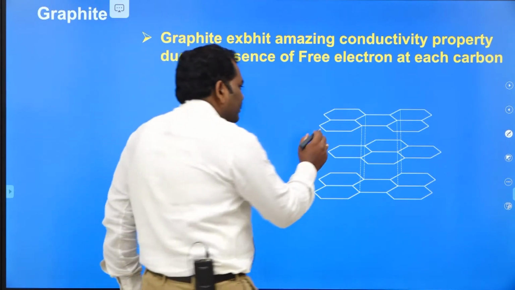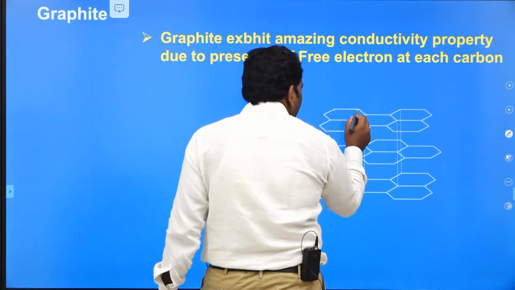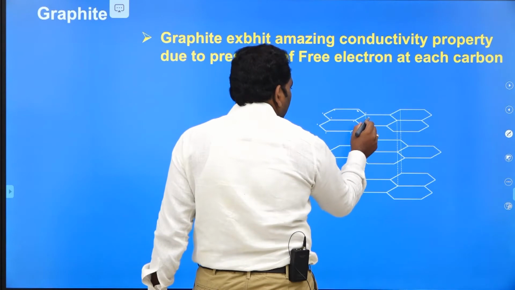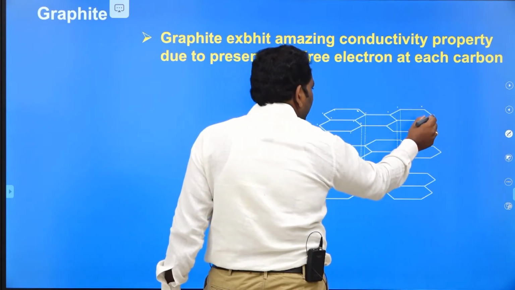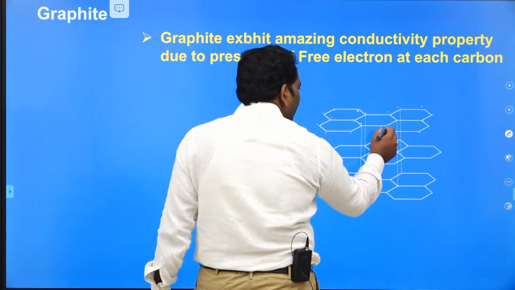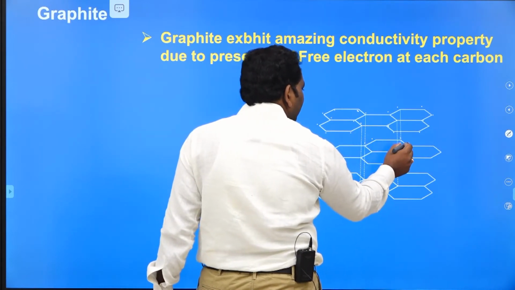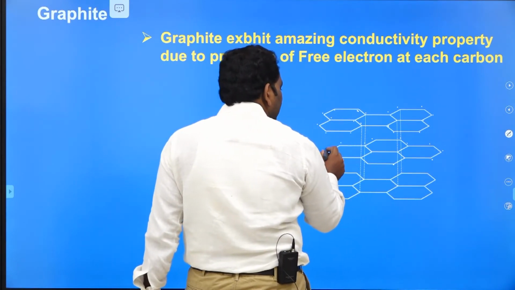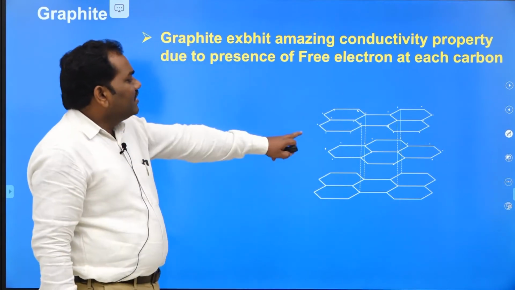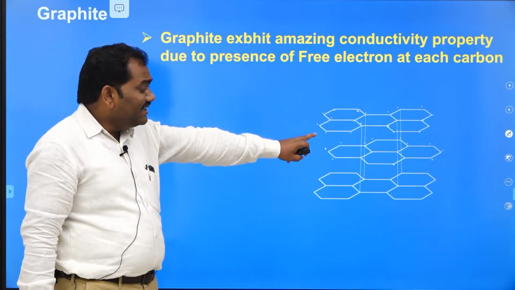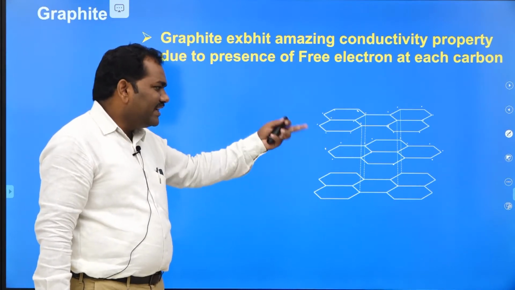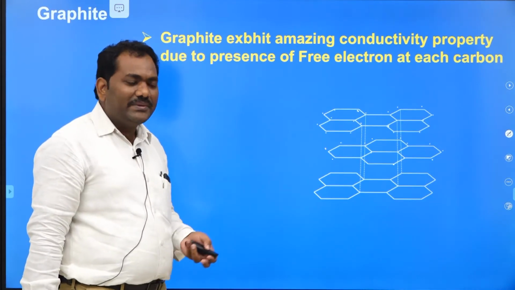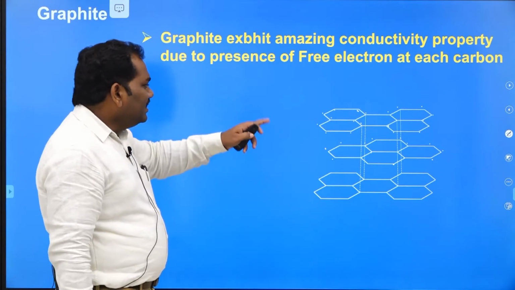Each carbon has one electron like this. Conductivity is nothing but the flow of electrons, the flow of current. Current is nothing but the flow of charged particles like electrons and ions. Every carbon in graphite contributes, and graphite also has a layer structure. The complete structure of graphite will be explained in the next lesson, on carbon compounds, the fourth group elements, the carbon family. So this is about graphite.